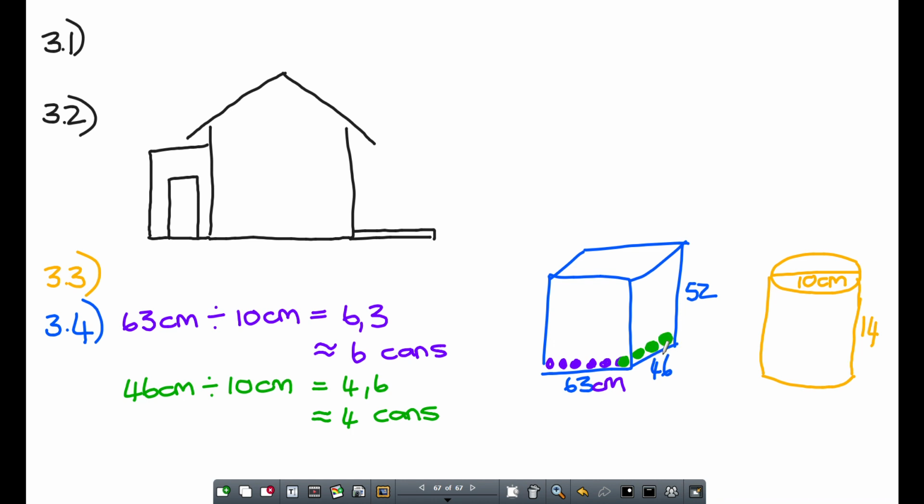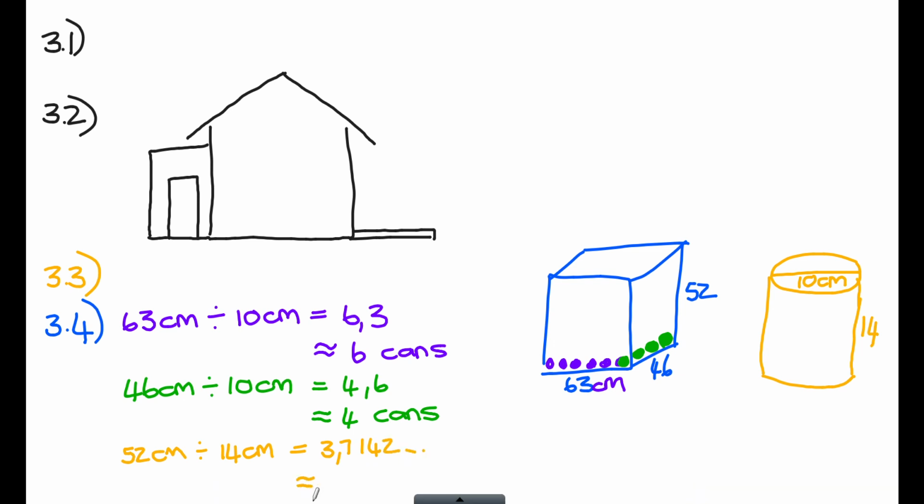Nee. Okay. And then the height. Let's see how many can fit in there. The height was 52. En hoe hoog is hierdie blikkie? Hy is 14 centimeter. So if I were to divide that, I'm going to get 3,7142, etc. So we're going to round it off and say 3 cans. So 1 part of that one, 2, 3 can fit in. Nee.